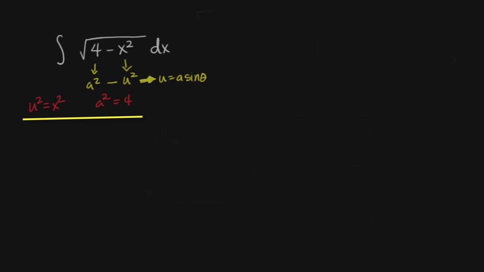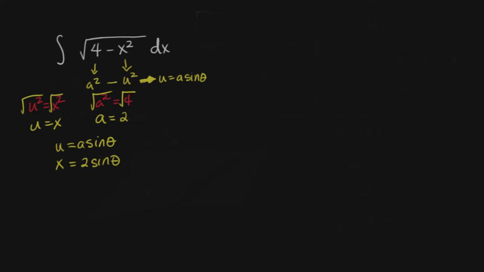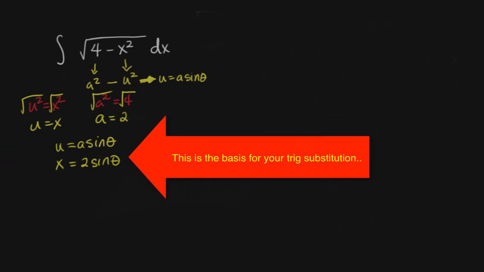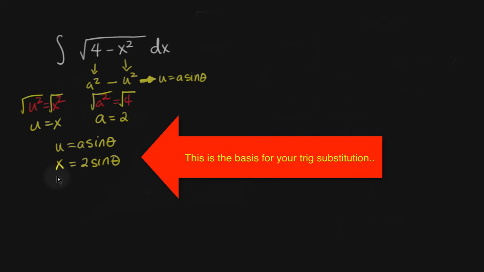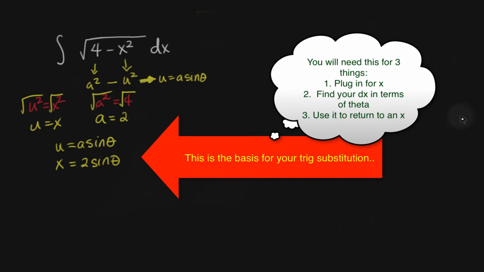I can then find out what u and a are by square rooting both sides. So when we square root both sides, you're going to get u equals x and a equals 2. Then at that point, you can set up the following trig substitution. This right here is the foundation for what we're going to be doing. And it also allows us to calculate what our d theta term is going to be by deriving your x term. So when you derive both sides, you're going to get dx, the derivative of sine is cosine. And then we do a d theta at the end of that.